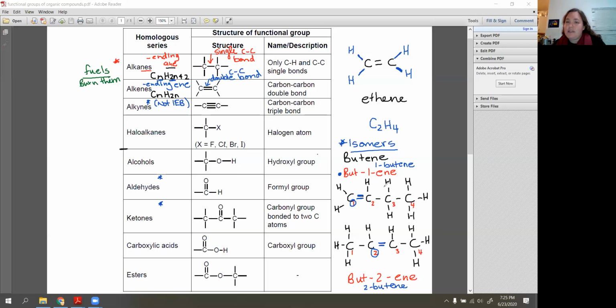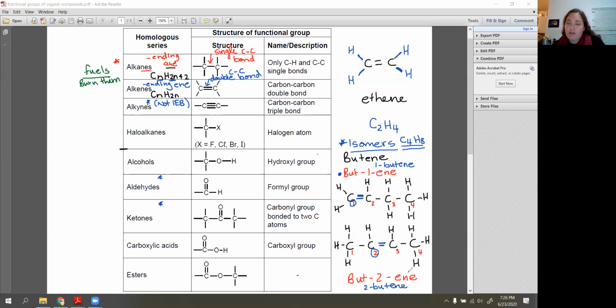All right, these two are isomers. Now, what makes isomers special is that they have the same molecular formula. So both of these would be C4H8. They've both got four carbons connected to eight hydrogens. So they have the same molecular formula, but they have different structural formula. And the structural formulae are shown when we draw out the carbons, the hydrogens, and how all of them are bonded together. All right, so those would be your structural formulae.